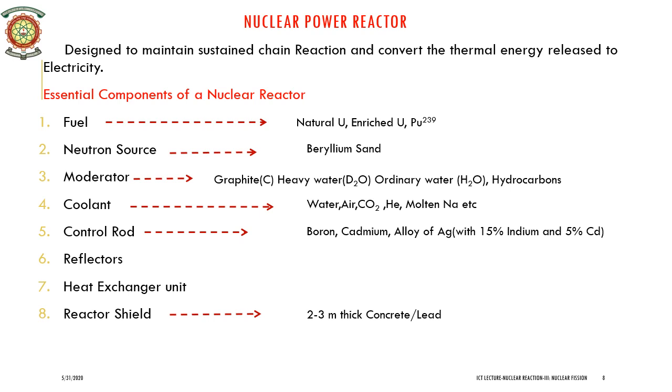We will outline below the main parts of a nuclear power reactor using uranium as a fuel. I will first look at the term fuel. The fuel used in a reactor is a fissionable material. Natural uranium, enriched uranium, plutonium-239 are some of the fuels commonly used. The fuel is generally in the form of rods.